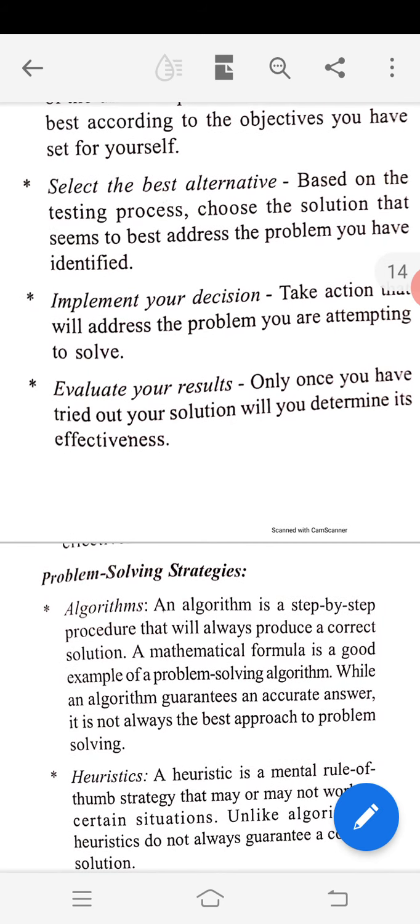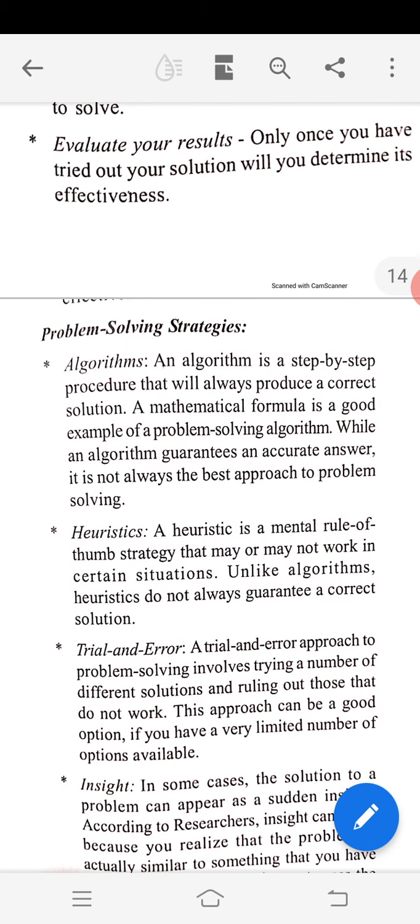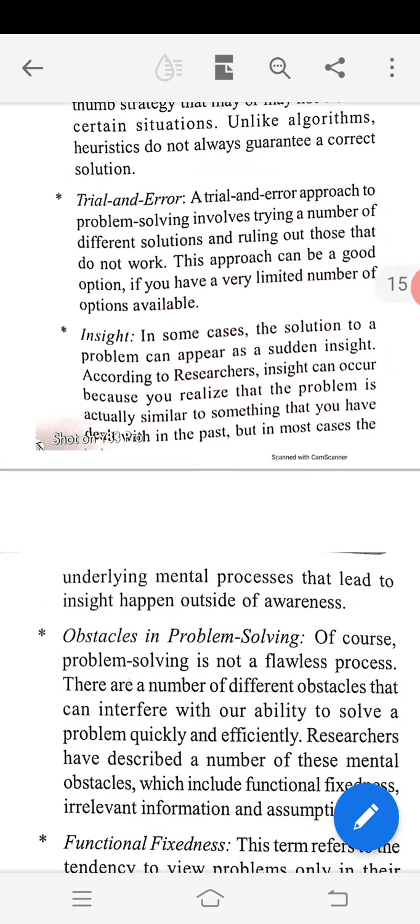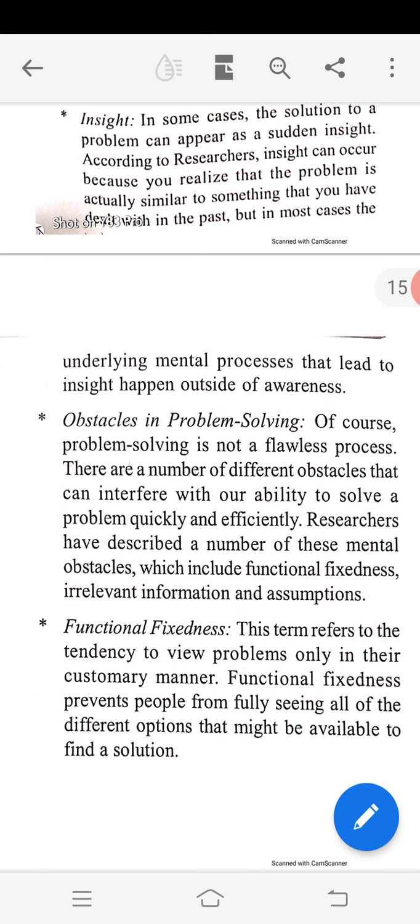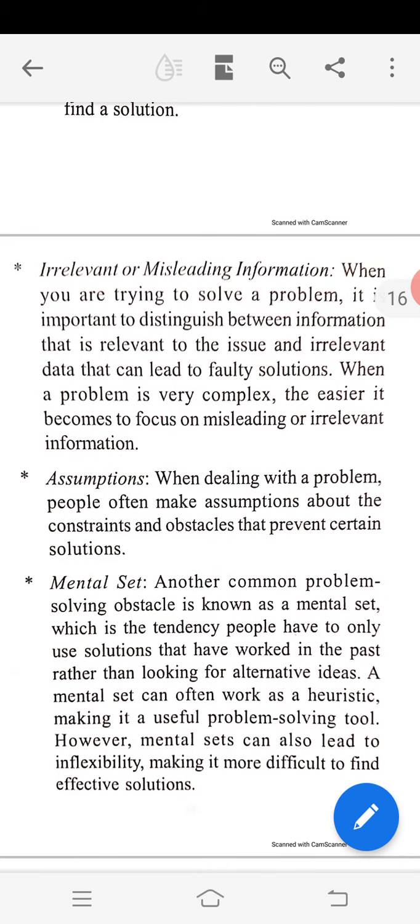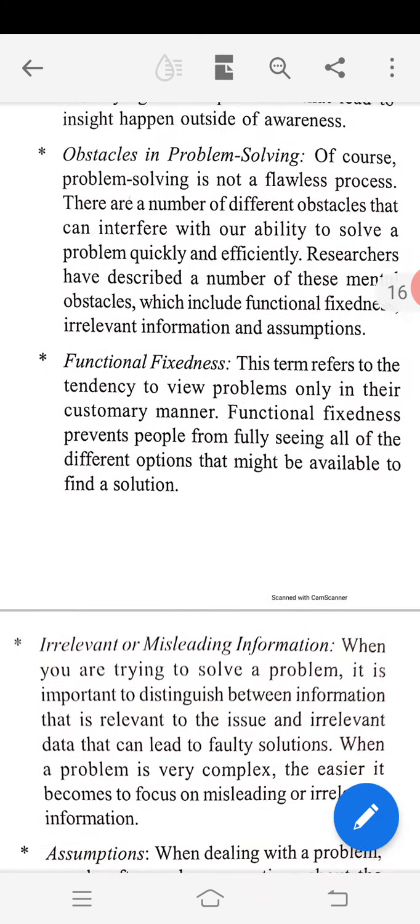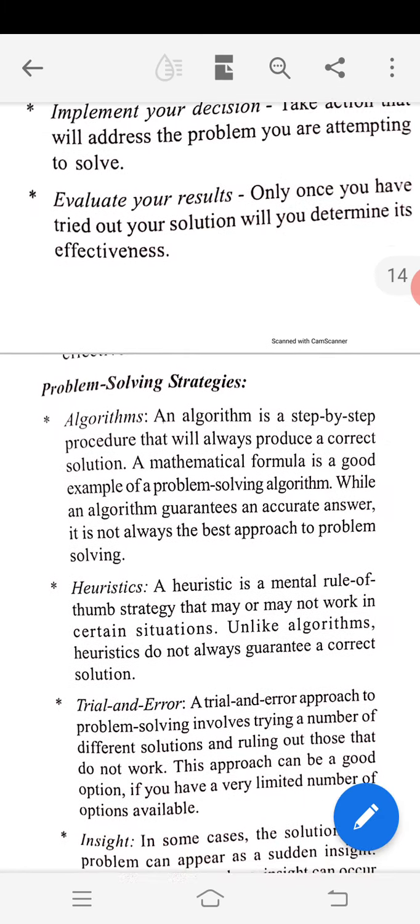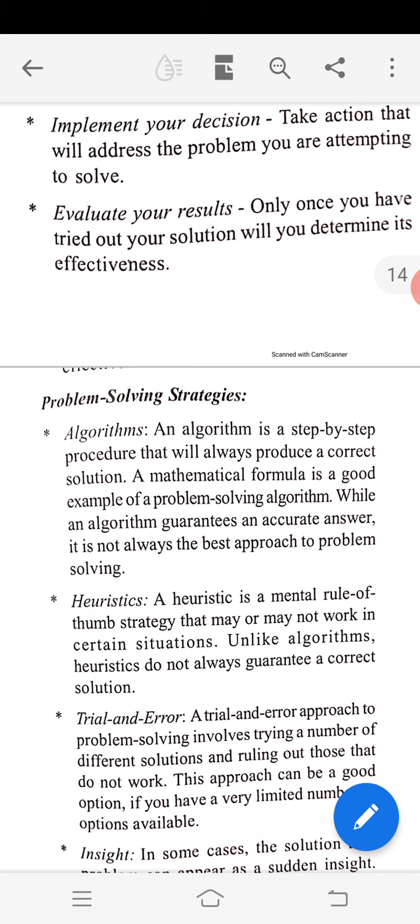Okay, then come to problem-solving strategies. The problem-solving strategies are algorithms, heuristics, trial and error method, insight, and obstacles in problem solving: functional fixedness, irrelevant or misleading information, assumption, and mental set. So again, first see the algorithms.